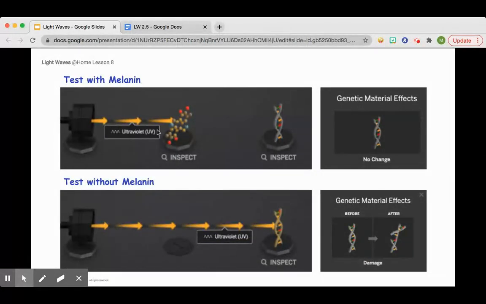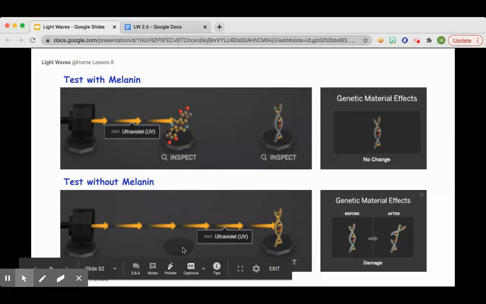So this is what you should have seen. When there's melanin in front of the genetic material, there's no change to the genetic material or the DNA. And when there is no melanin blocking it, you can see here that the genetic material gets damaged, which we do know can lead to skin cancer in our skin cells.